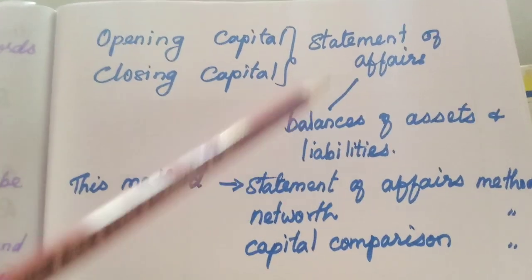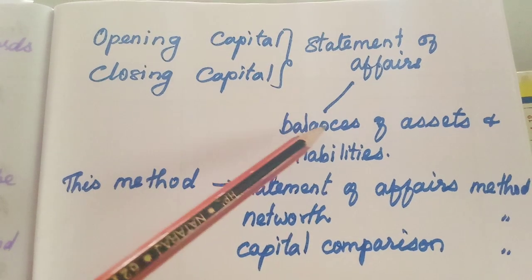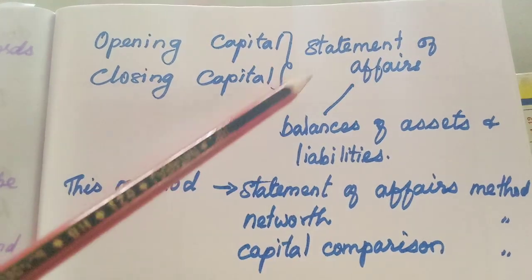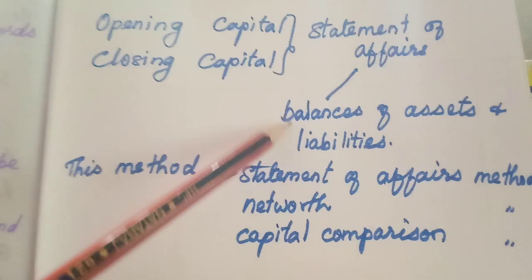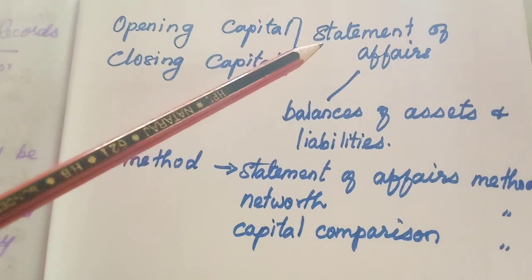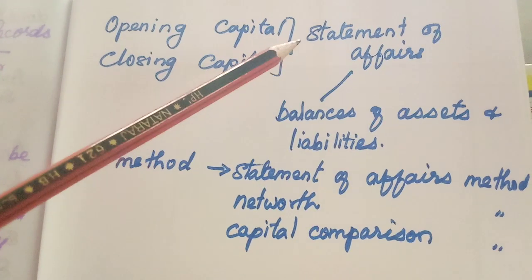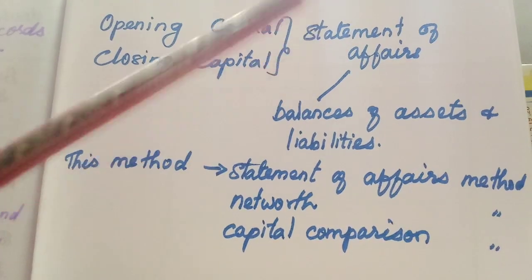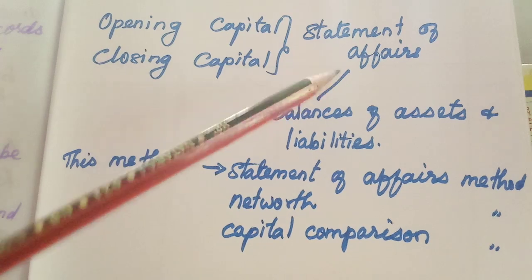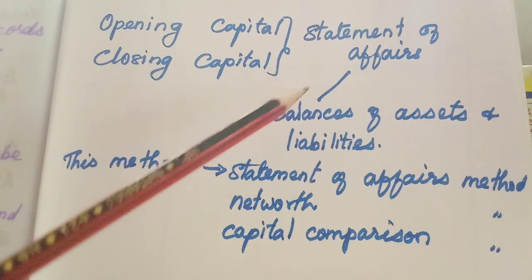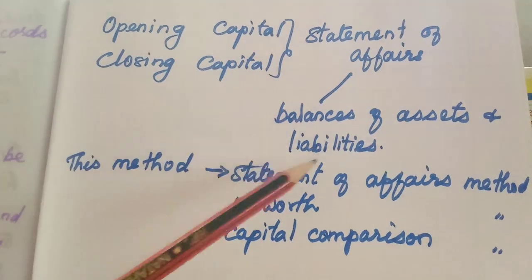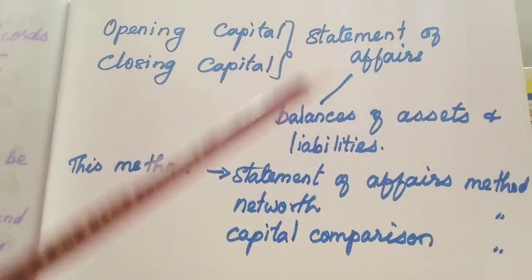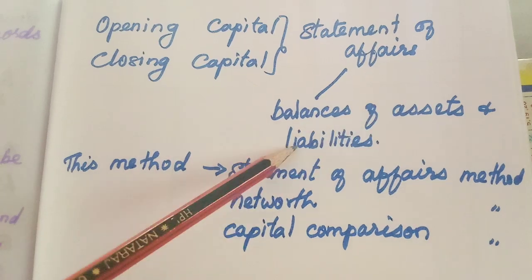But we cannot call it a balance sheet, because that is what we call it in the double entry system. Here the balances are just an estimate, not the actual accurate amount. So it is called the statement of affairs. You know very well, in the balance sheet we enter the assets on the right side and liabilities on the left side. In the same way, they may provide some items as assets and liabilities.